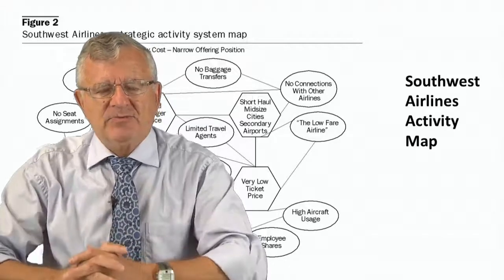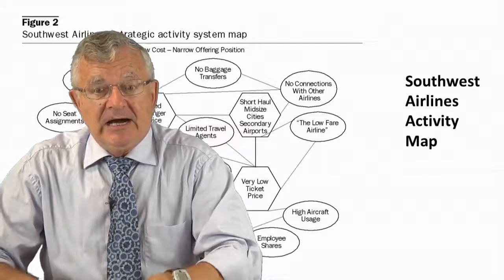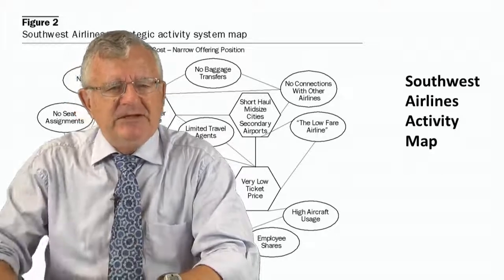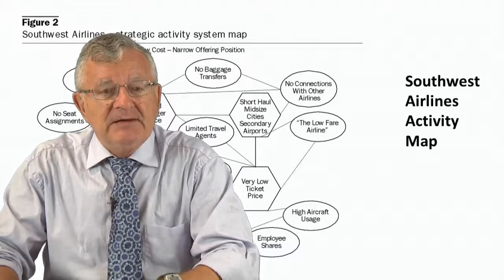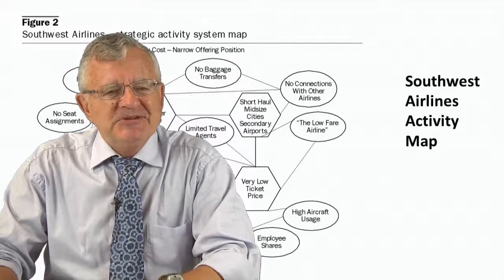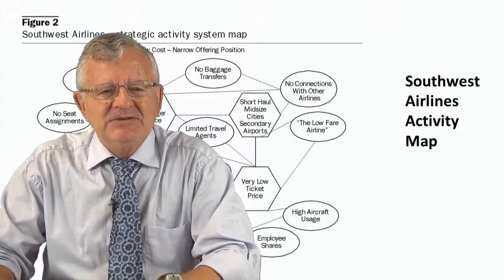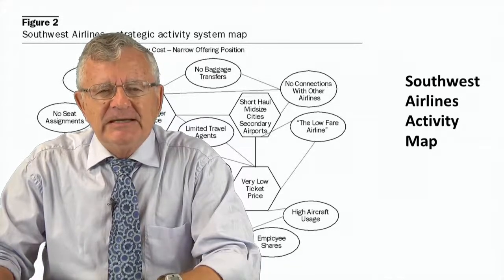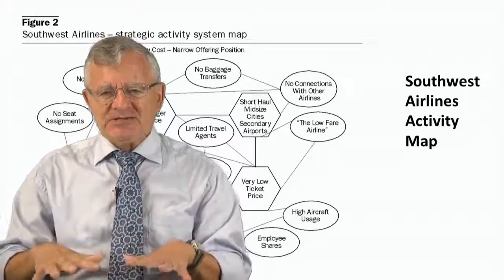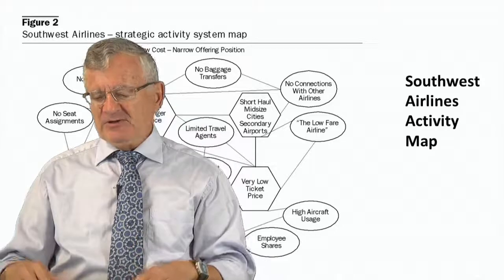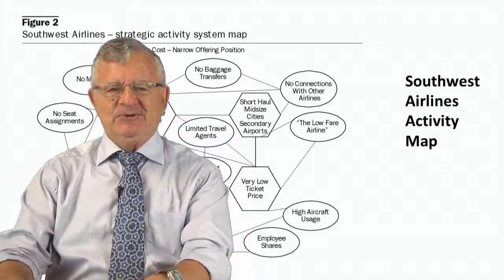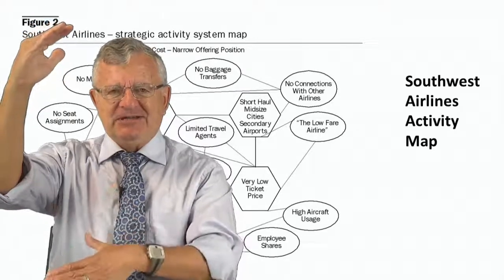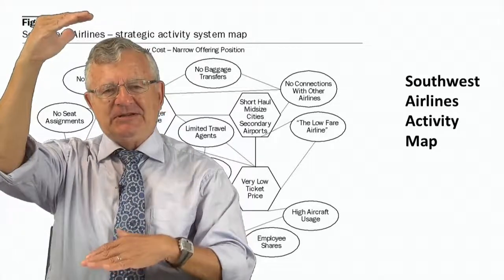Now, all of the things that support that, all the ovals around it: high aircraft usage, quick turnaround time, giving employees a share in the company so they have an interest in the company being profitable, paying relatively high wages, no meals, no seat assignments, you walk on and take your seat, no baggage transfers, no connections with other airlines, all of this in order to keep costs down and create value up. And all of this boils down to the simplest formula in the world for startup entrepreneurship. Value up, cost down. Value high and cost down.